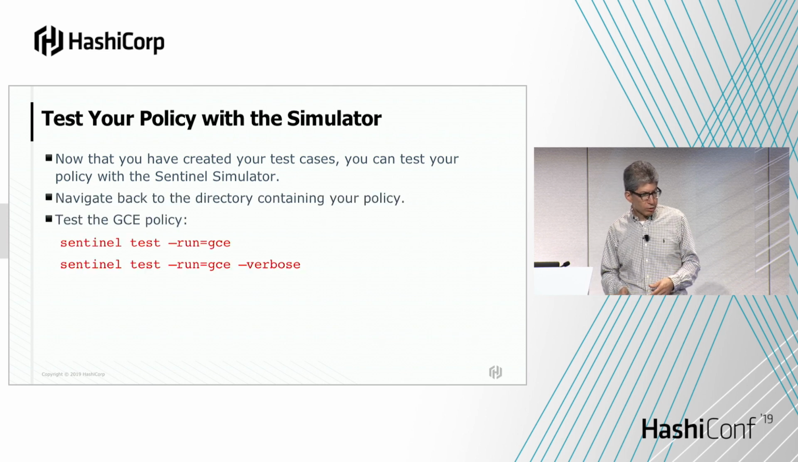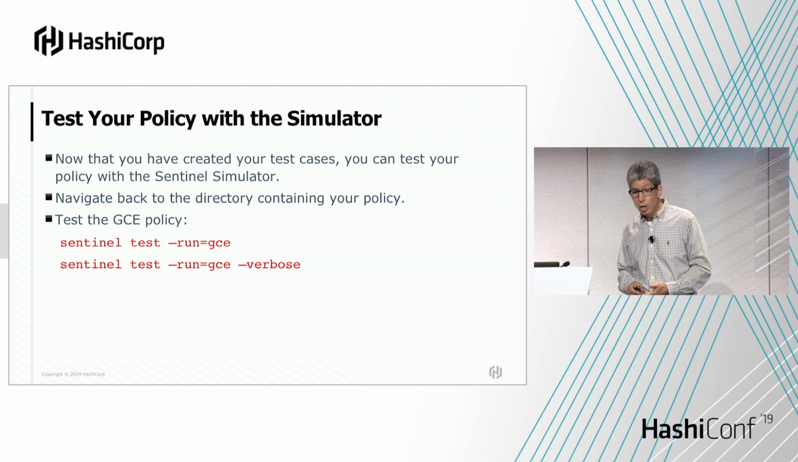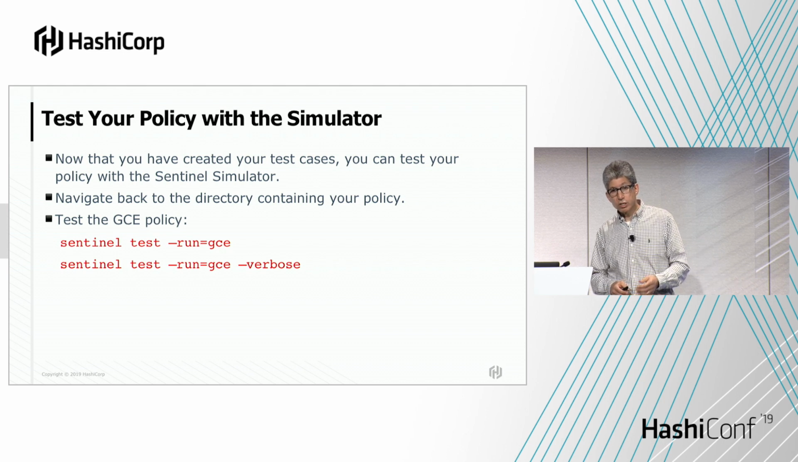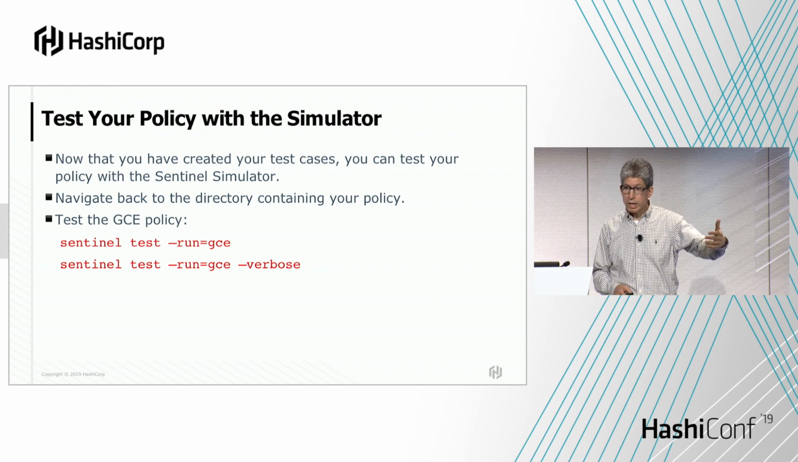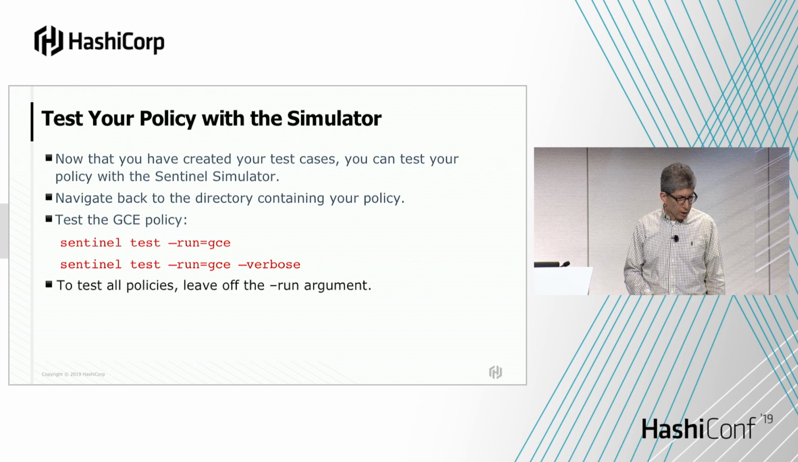You go up 2 directories, and these are the commands you can run. Things like sentinel test -run equals GCE, or you can do the same thing and add on the verbose option. What the run argument is doing is partial name matching on any part of the name of the policy. So if you had multiple policies in a directory and you only want to run one of them, you can indicate with a partial name match which ones you want to run. To test all of your policies, you would just leave off the run argument, and that would test everything.